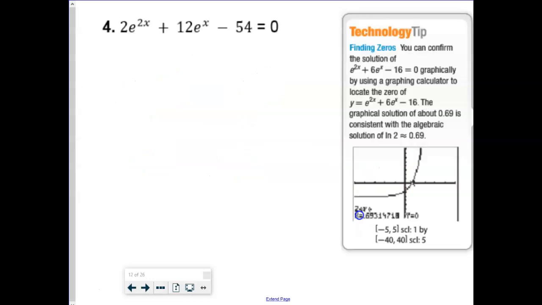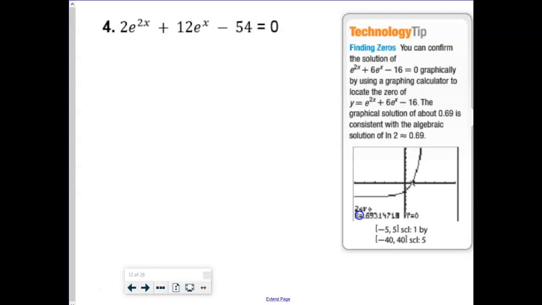All right, 4. So there's a little tech tip over here. It says you can use your calculator to check solutions. Like if you just graph the equation, if it's something that you can graph in your normal equation mode, you can always check your answer. The problem is you won't be able to get exact answers, and that's what I'm looking for on the test.